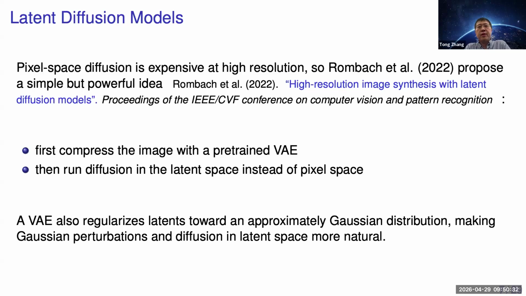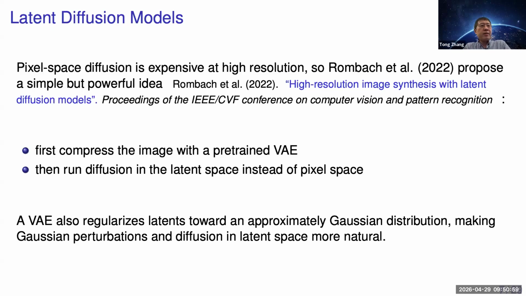VAE instead of autoencoder. The reason, if you recall, is that VAE started with a probability model so that in the latent space, the image looks like a Gaussian. It's similar to a Gaussian. And in stable diffusion, of course, we want to diffuse to an approximate Gaussian. It's not truly a Gaussian because VAE doesn't have enough power to make it exactly like a Gaussian.